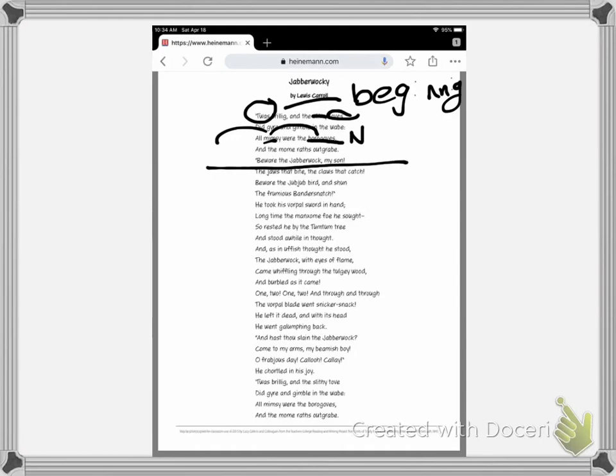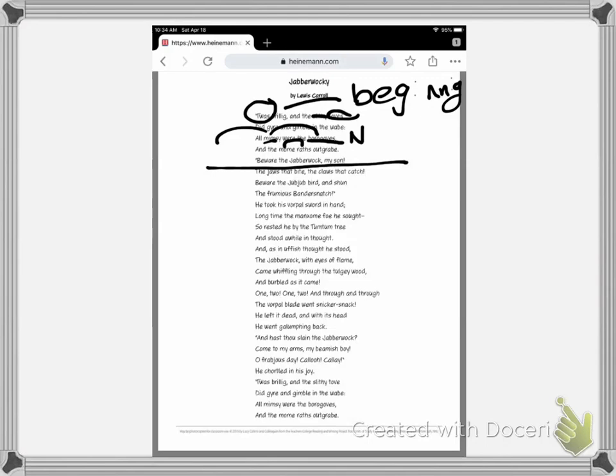Mome raths. Raths makes me think of something kind of sinister. Like the mome is describing the race, but it's the race in my mind of something kind of evil. And then it says, beware the Jabberwock, my son. Well, I know what beware means. So the Jabberwock is something to be afraid of, some type of monster that might be coming, because he's telling his son to beware of it.